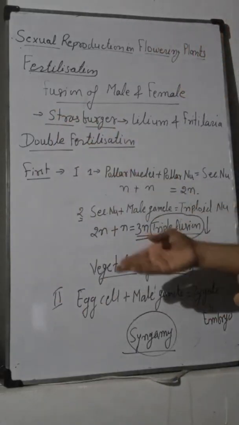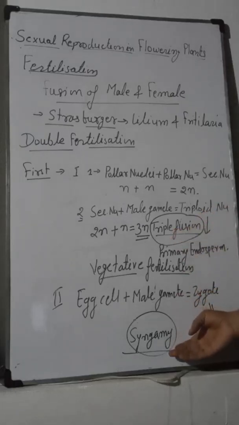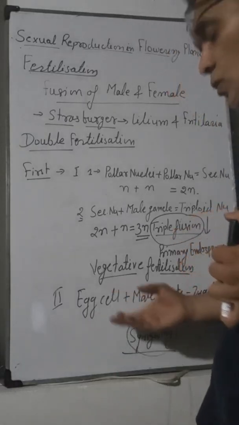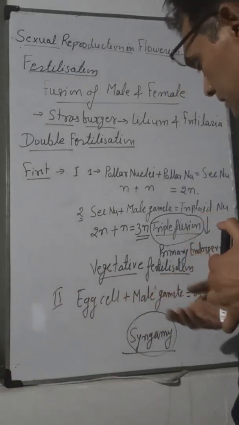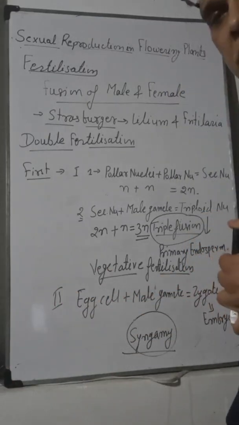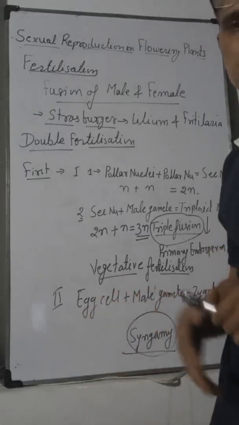One is vegetative fertilization, that is triple fusion. Another is syngamy, in which two gametes, the egg cell, the female gamete, and the male gamete, fertilize together to form the zygote, and the zygote will form the embryo.